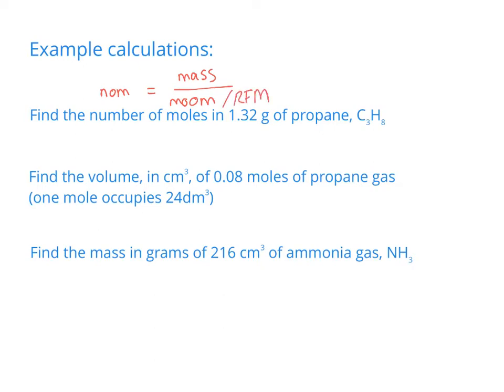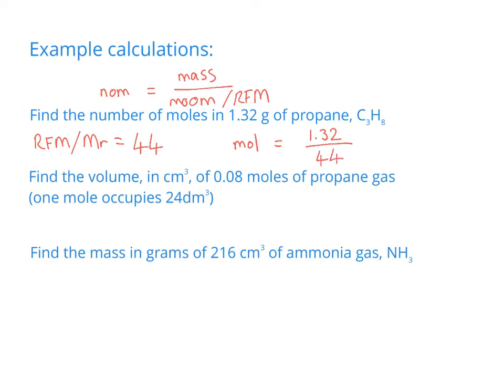or you may prefer to write RFM. So RFM: I've got 3 carbons, each weighing 12, I've got 8 hydrogens, each weighing 1, so the RFM, or the Mr, however you want to write it, of propane is 44. Adding that up, therefore the moles, this time I'm going to write moles rather than nom, is 1.32 grams divided by the mass of 1 mole.